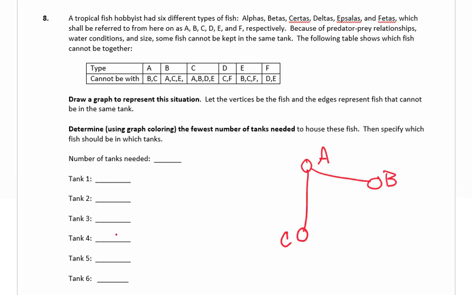Here it says the number of tanks needed, so you can color your tanks and fill them in. If there are certain tanks you don't need, you don't have to fill those in.